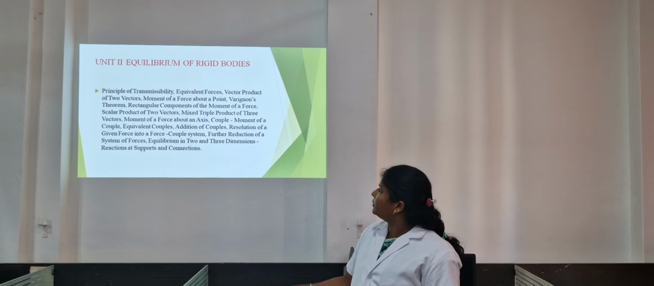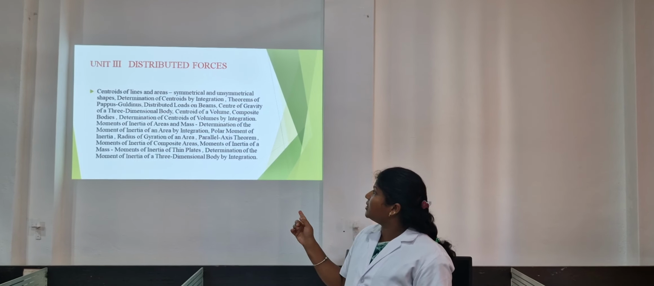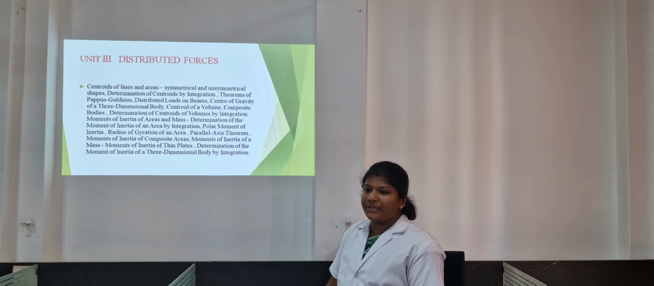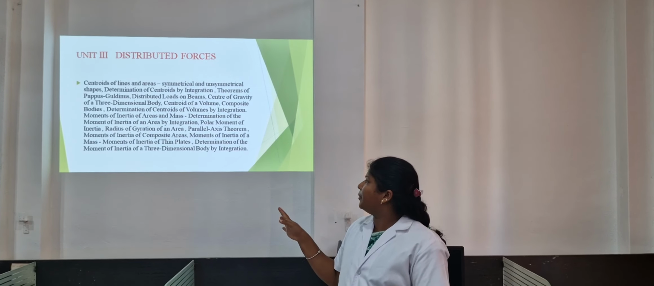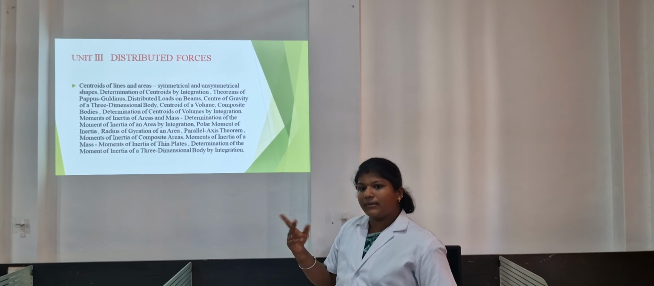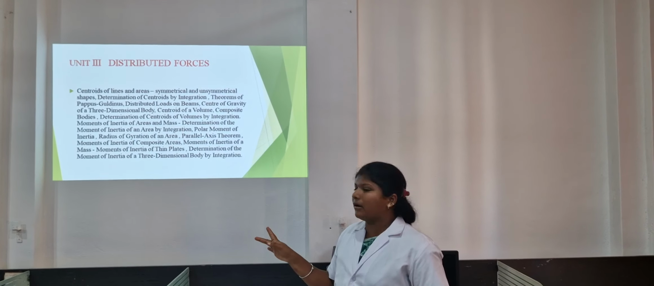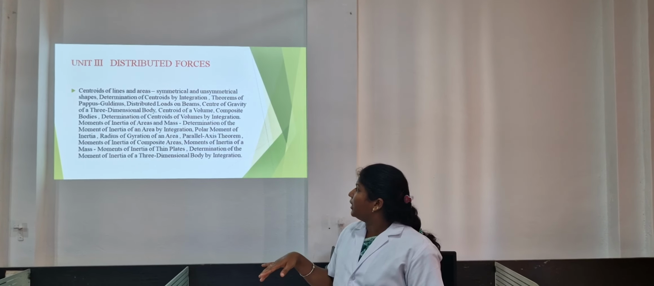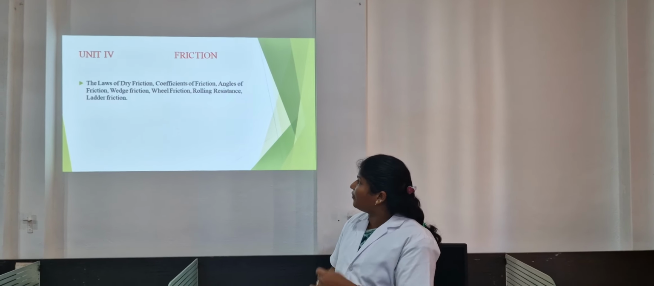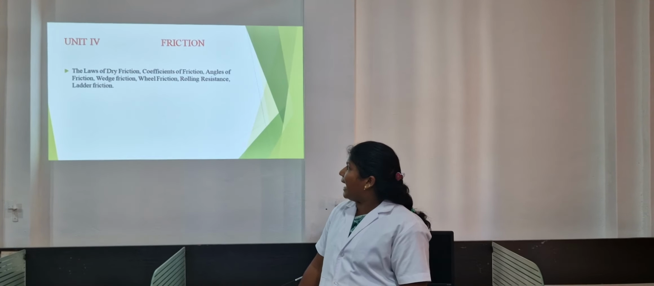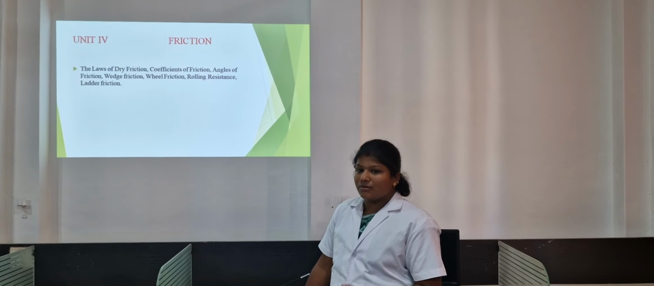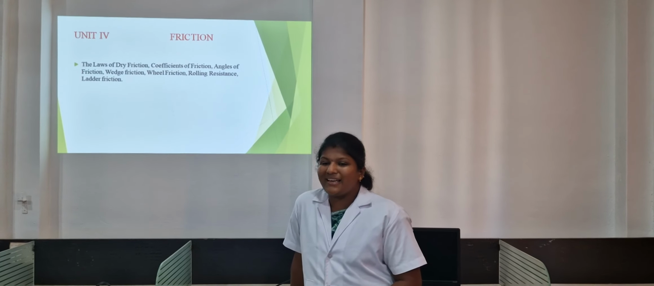Then third, distributed forces. Here the center of gravity, then moment of forces, moment of inertia. These we are going to study in the distributed force system, and we are going to do both 2 and 3 dimensional. Then free body diagram is one important topic we are going to see here. Then fourth unit, friction. In the fourth unit, the laws of dry friction, coefficient of friction, then angle of friction, then wedge friction, wheel friction, then rolling resistance, ladder friction. So these kinds of frictions we are going to see in next classes.